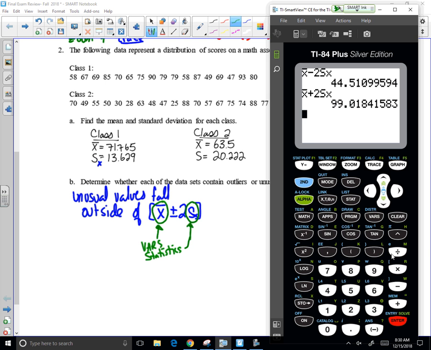So we're looking at approximately 44.511, comma, 99.0184 actually. We're going 3 significant.